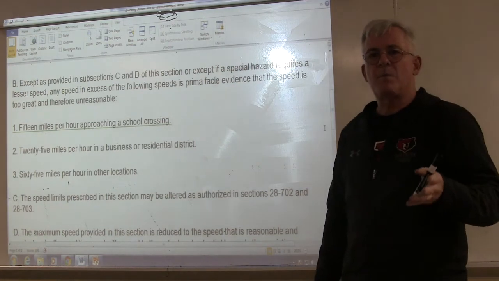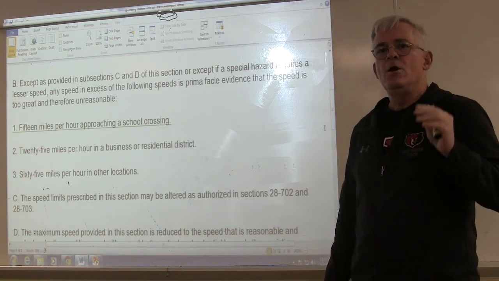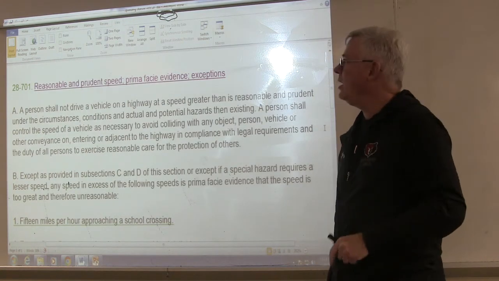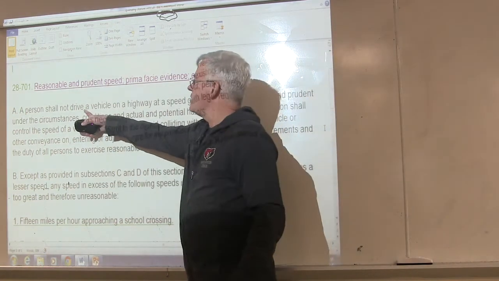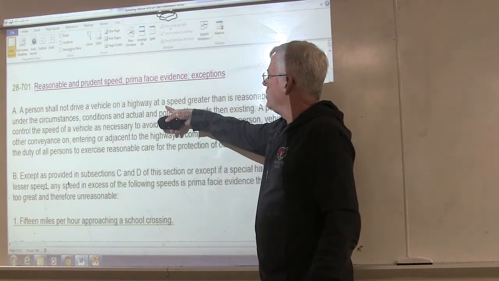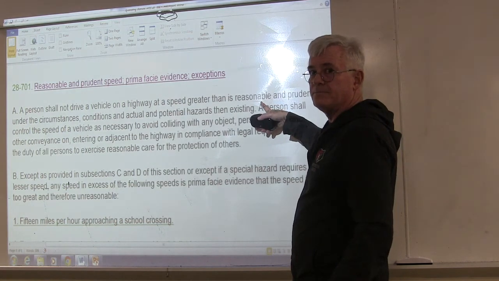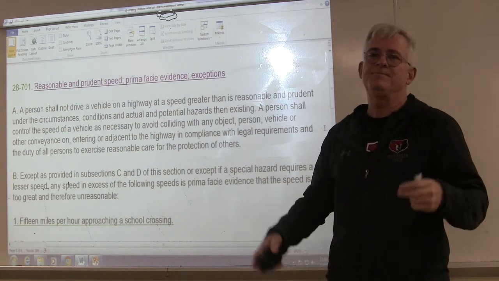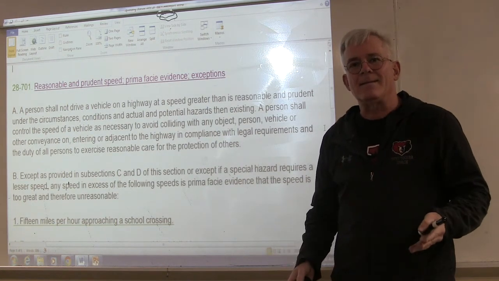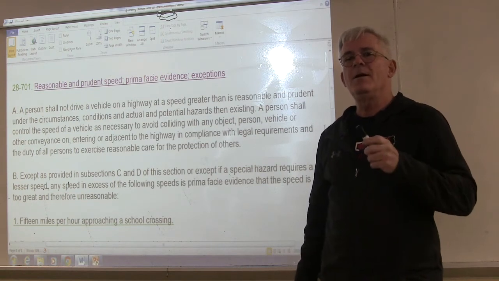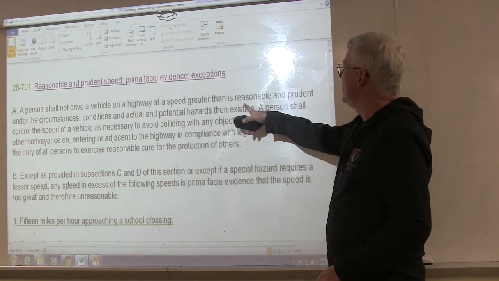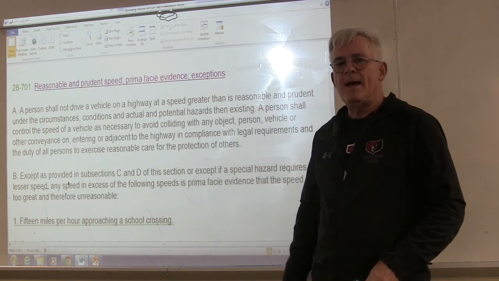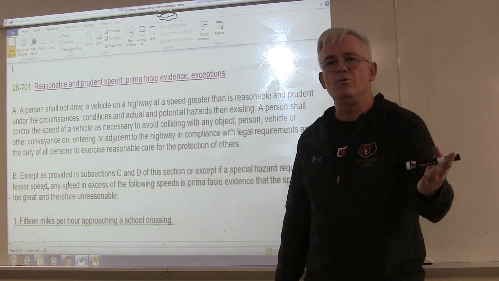and tying this back into separation of powers. Could the Arizona State Legislature have passed a law that said a person shall not drive a vehicle over the speed limit? Could they have done that? And the answer is yes, but they didn't. They said a person shall not drive in a way that is unreasonable, in a way that is not reasonable and prudent.